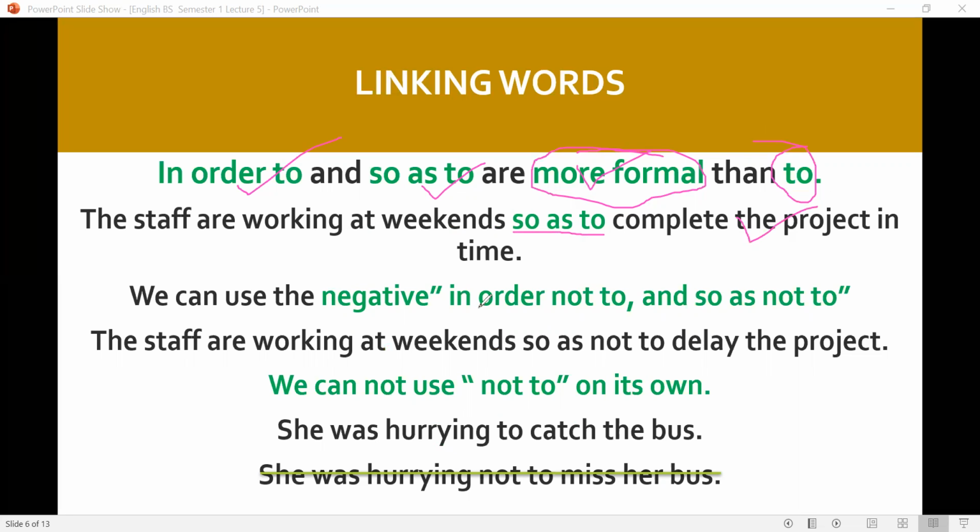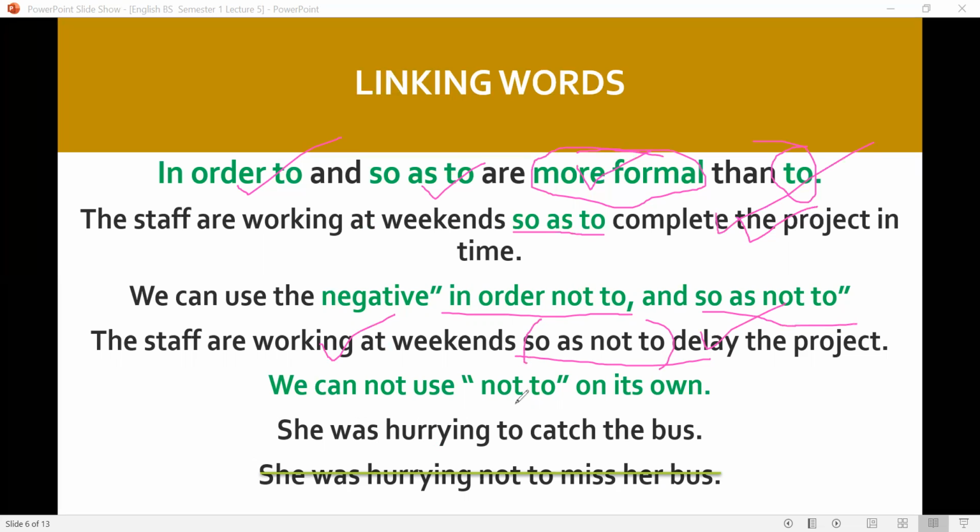We can use the negative: in order not to and so as not to. The staff are working at weekends so as not to delay. Purpose: why are they working at weekends? They don't want to delay the project. They want to complete the project.